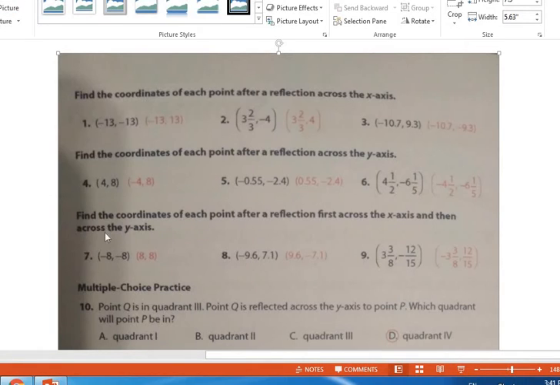Here I have: find the coordinates of each point after a reflection, first across the x-axis and then across the y-axis. So I will change both of them. Negative 8, I will do the opposite of it. It will be 8. Negative 9.7 will be 9.7. 7.1, the opposite of it will be negative 7.1, and so on. Okay, change the sign.